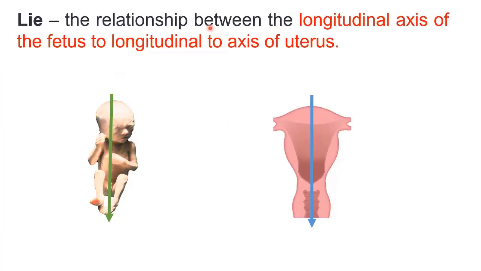Lie is a relationship between the longitudinal axis of the fetus to the longitudinal axis of the uterus. What does it mean? We know that this is the long axis of the uterus and this is the long axis of the fetus. We just have to see the relationship between the long axis of the fetus to the long axis of the uterus. Or we can say, in simple words, the long axis of the fetal spine to the long axis of the maternal spine. But we have to use the definitions which are present in our books.